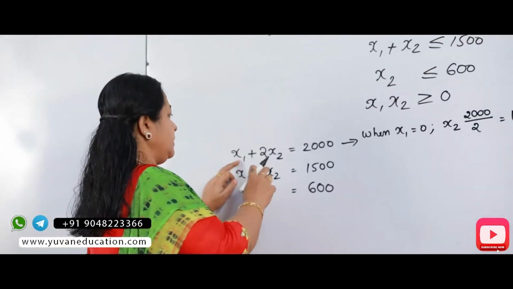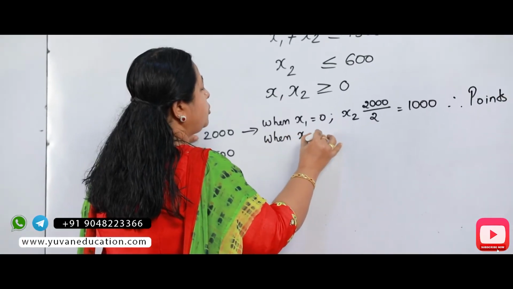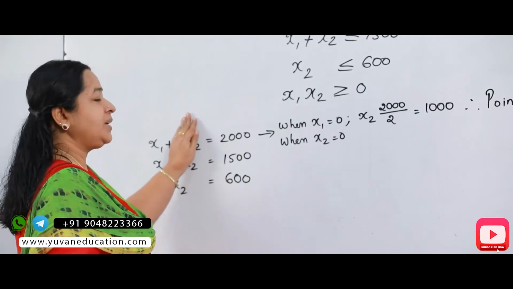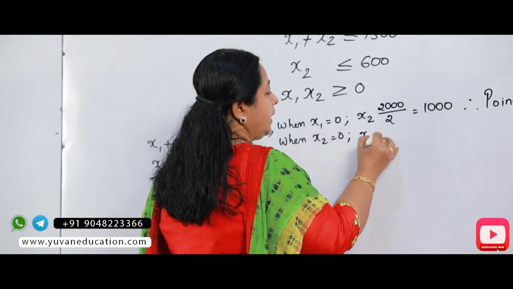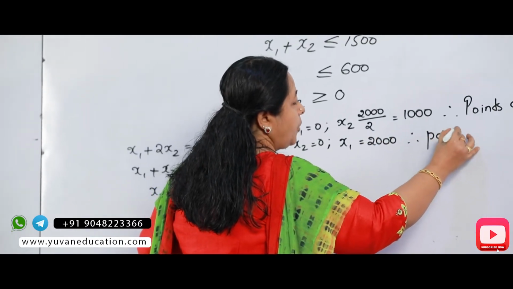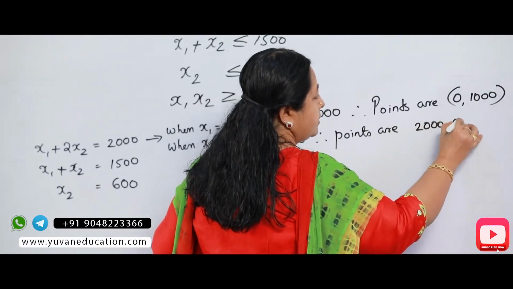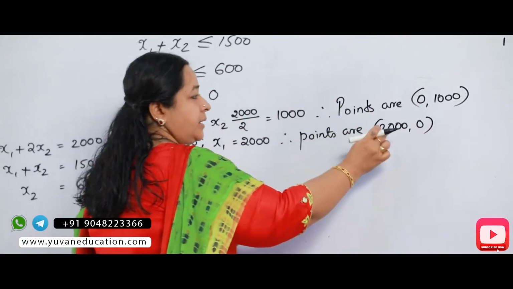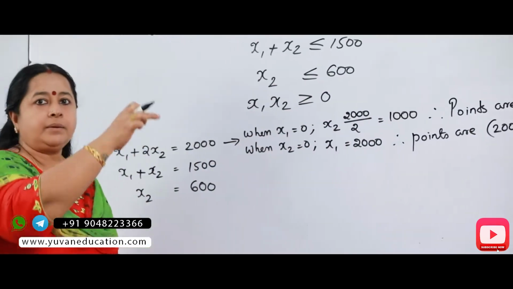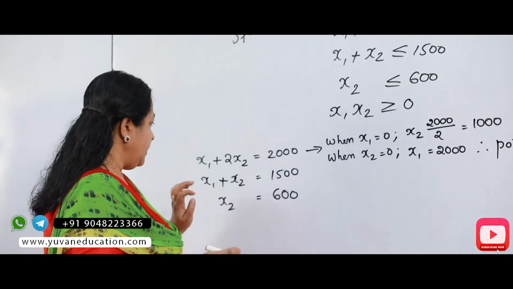See, when x2 is equal to 0, then x1 is equal to 2000. Therefore, here the points are 2000, 0. Here x1, here x2, here x1, here x2. So we can prepare a line for this constraint.